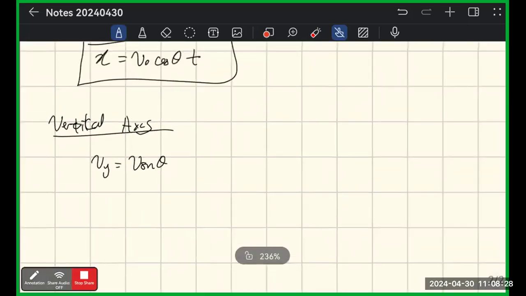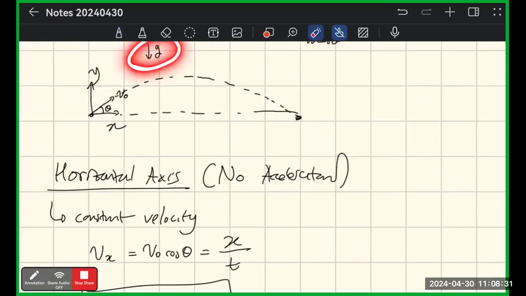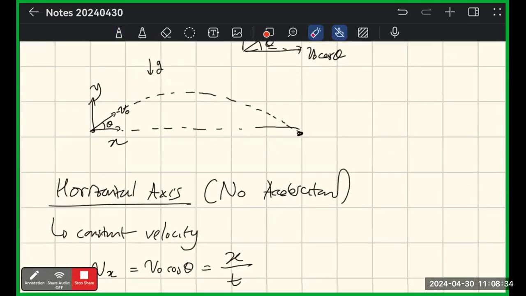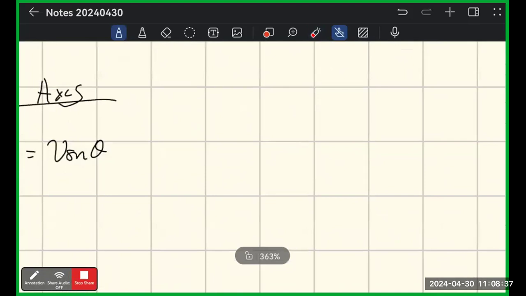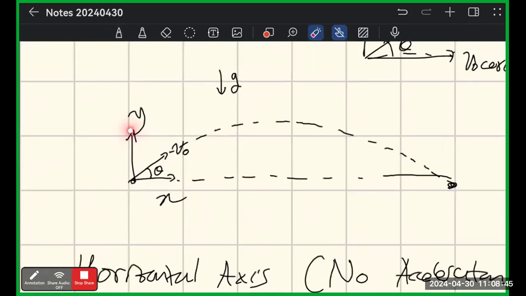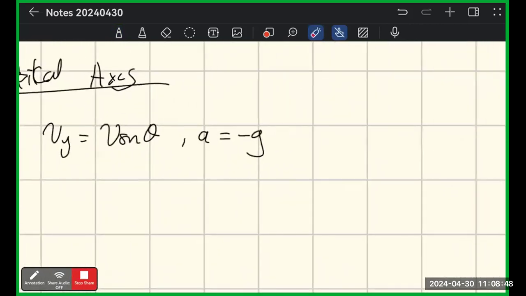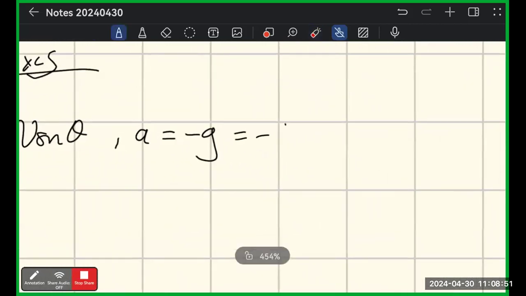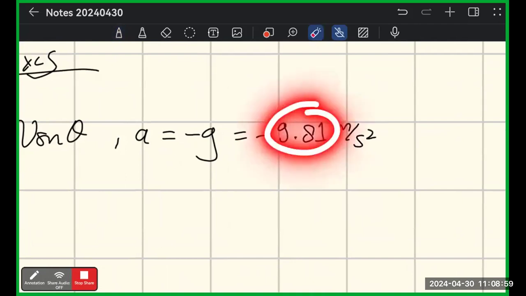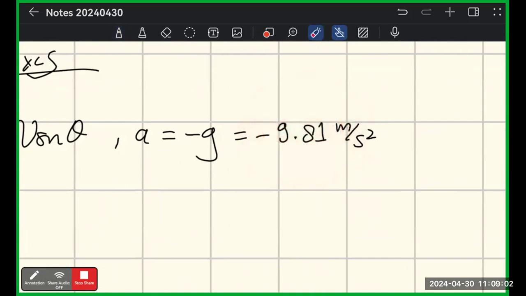But for the vertical axis, we have the gravitational acceleration downwards, so a equals minus g. Why minus? Because it's downwards, and our y is pointing upwards. And the g here equals 9.8 meters per second squared, depending on what g they tell you in the question. Usually they'll give you 9.8, but sometimes they give you 9.81, or sometimes even 10.